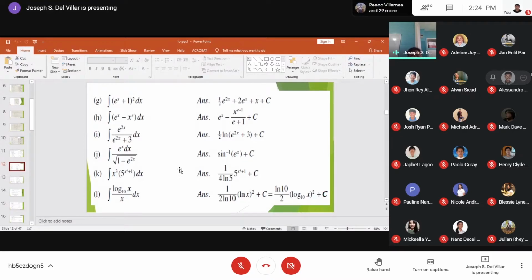Yung letter G. What are you going to do with letter G? Expand po, sir. Yes, expand, no? So you need to expand. After expanding, integrate one at a time. Okay, give me the expansion. E.